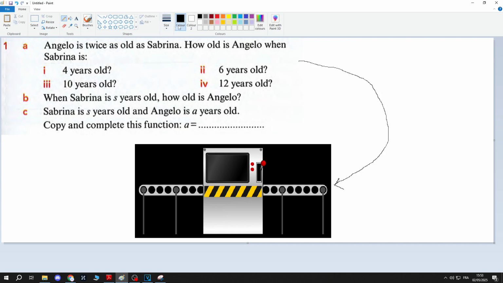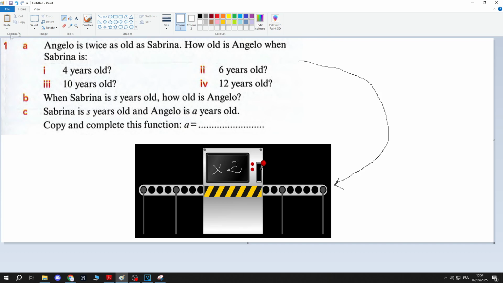But the question is, do we really know what the function of the machine is so far? And if your answer was no, you should have probably read the question again. And if your answer is yes, and you've said that the function of the machine is for us to multiply whatever we get by 2, then you would be on the right track.